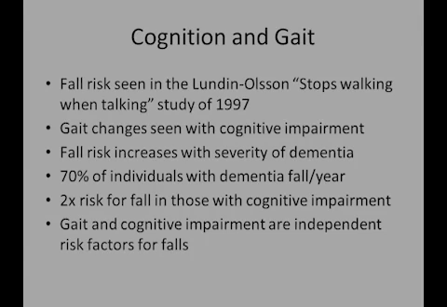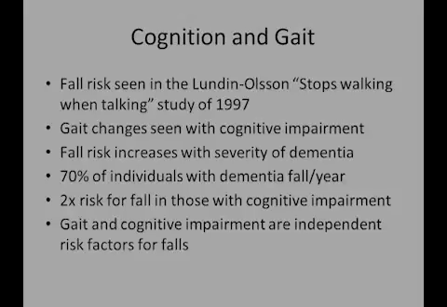So one of the early studies that looks at cognition and mobility was from Lancet in 1997. It was from Lundin-Olsson, and it was a study that looked at people who, it's called stops walking when talking. It looked at people who, when they started having a conversation, stopped walking. And they found that there were increased fall rates in people who functioned in that way. So we know gait changes can be seen with cognitive impairment, in that fall risk increases with the severity of dementia. So the more severe the dementia, the higher the risk for falls.